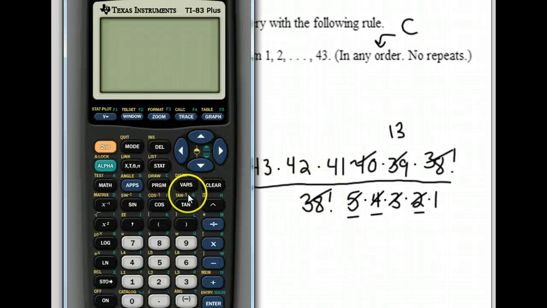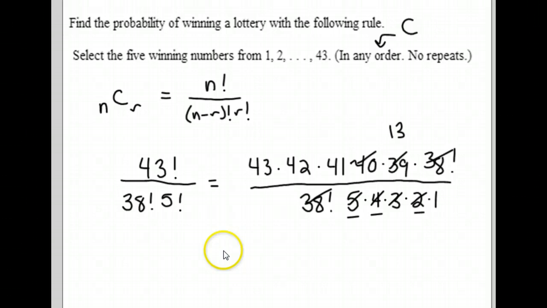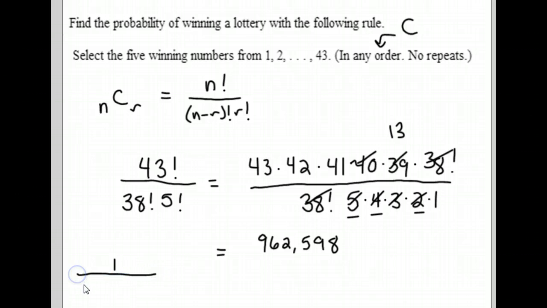Alright, so I bring up my calculator, and then I'm going to multiply out 43 times 42 times 41 times 13. Okay, so I get 962,598. Alright, and then if I'm going to win the lottery, I purchase one ticket out of this many chances. So the answer to the question is 1 out of that.